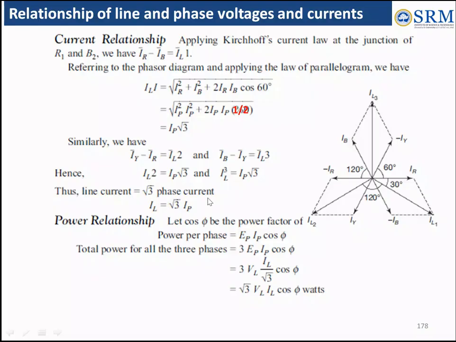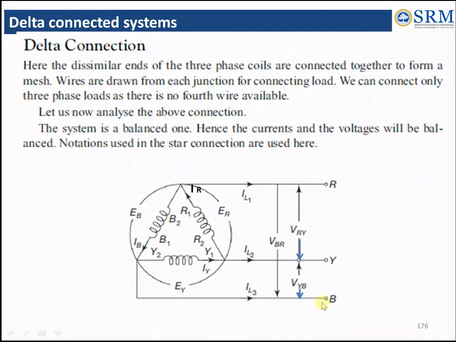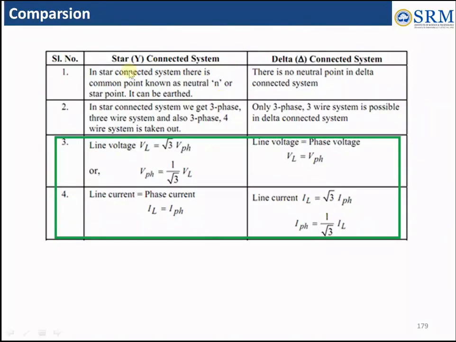Coming to the power relationship, cos phi is the power factor. Power per phase is EP into IP cos phi, and the total power for all the three phases is 3 times that. We substitute the phase voltage and phase current. Phase voltage is equal to line voltage, but phase current is line current divided by root 3. So we get the total power to be root 3 VL IL cos phi watts.